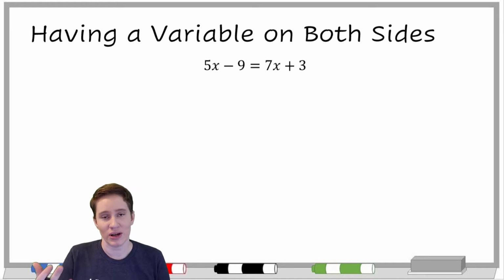So what do I do differently because there's a variable on both sides? Remember that we've got these algebraic properties of equality that we can use.